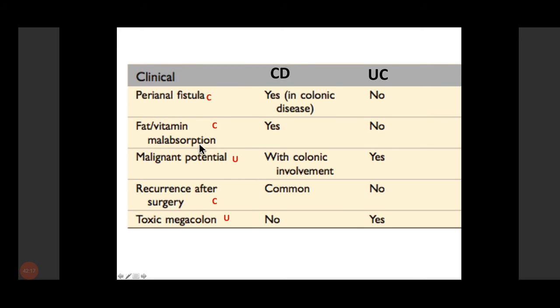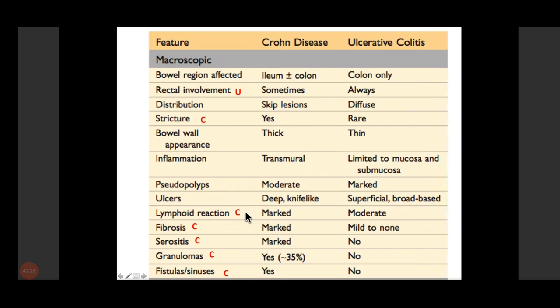This is all given in your textbooks, but I've just added these C's and U's to show you what is more common. Perianal fistulas, malabsorption, recurrence after surgery are more common in Crohn's disease, whereas malignant potential and toxic megacolon are more common in ulcerative colitis. Rectal involvement is more common in ulcerative colitis, strictures in Crohn's disease, lymphoid reaction, that Crohn's rosary, fibrosis, serositis, granulomas, fistulas and sinuses, all more common in Crohn's disease. Deep knife-like ulcers in Crohn's disease, superficial ulcers in ulcerative colitis.